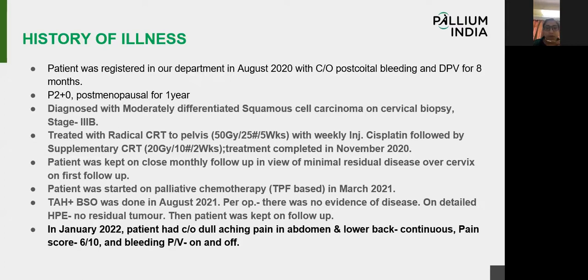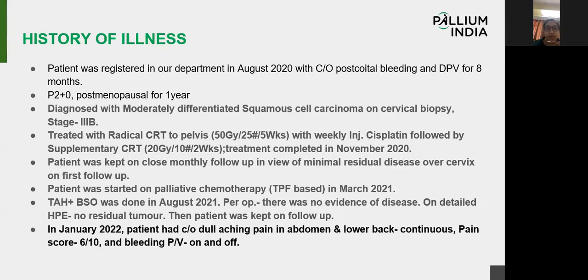Patient was kept on close monthly follow-up in view of minimal residual disease over the cervix on first follow-up. Then she was started on palliative chemotherapy in March 2021. After completing her chemotherapy, she underwent surgery. Total abdominal hysterectomy with bilateral salpingo-oophorectomy was done in August 2021. Per op, there was no evidence of disease, and even on detailed histopathology, there was no residual tumor. Then the patient was kept on follow-up.